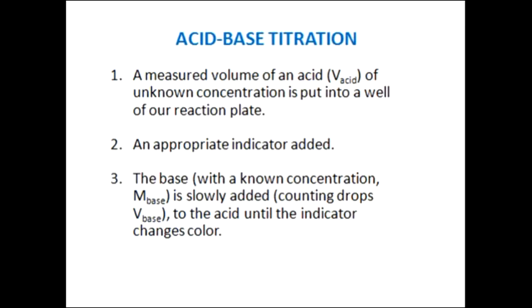To that, we are going to add an appropriate indicator, and then we are going to take our base that we know the concentration of, and we are going to slowly add it to that acid, drop by drop, and we're going to be counting as we go. And we're going to do that until our indicator changes color. Notice in step 1 we get our volume, and in step 3 we know our molarity of our base, and we measure the volume of our base, and that leaves only the molarity of the acid as our unknown.